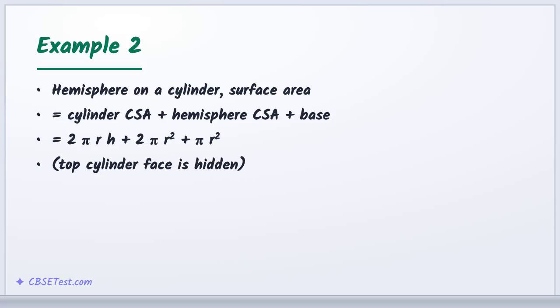For a hemisphere capping a cylinder, the surface is the cylinder's curved part plus the hemisphere's curved part plus the bottom circle. The top face of the cylinder is hidden under the hemisphere, so we leave it out.